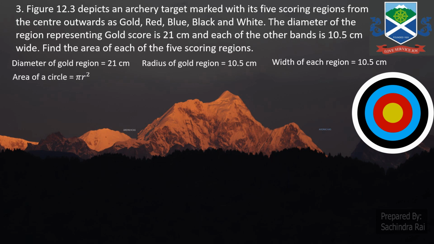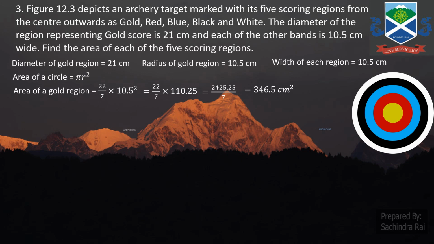Now we know that area of a circle is equal to pi r square, and we have the first region, that is the gold region, which is a full circle. So area of the gold region equals 22 by 7 into 10.5 whole square. When we square 10.5, we get 110.25. When we multiply 22 and 110.25, we get 2425.5 divided by 7. And when we divide this numerator by 7, we get the answer 346.5 centimeters square, which is the area of the gold region.